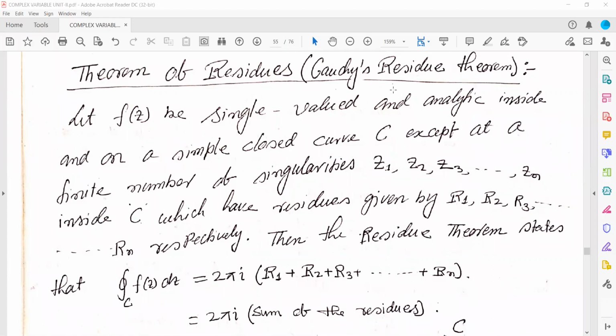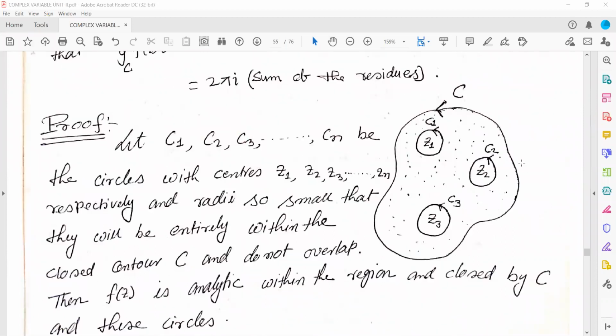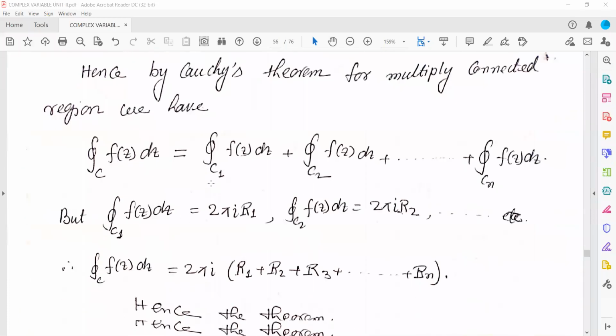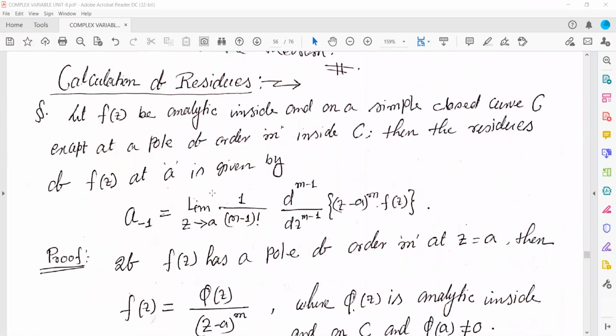The proof is also very simple. You can go through the proofs. See, there are some points I have taken, and at all these points, the given function is not analytic. That means these are the singularity points. Then the proof is very simple. You can go through that proof. Then the next part will be the calculation of residue. How to calculate the residue? That is very simple.